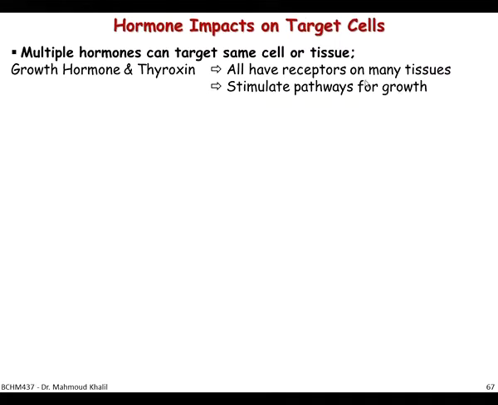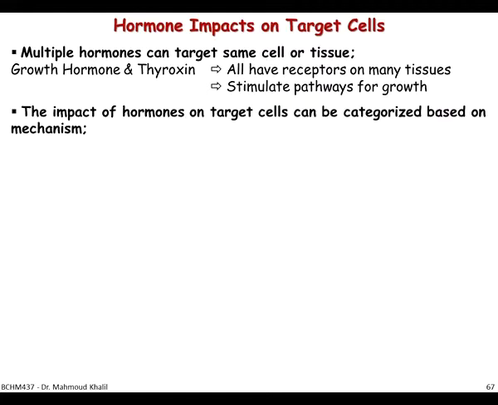So how the hormone impacts the target cell. Multiple hormones, as we said, like the growth hormone, can target some cells or tissues. For example, the growth hormone and thyroxine hormone have receptors on many tissues. They generally stimulate the pathways for growth. The impact of hormones on target cells can be categorized based on the mechanism they use.